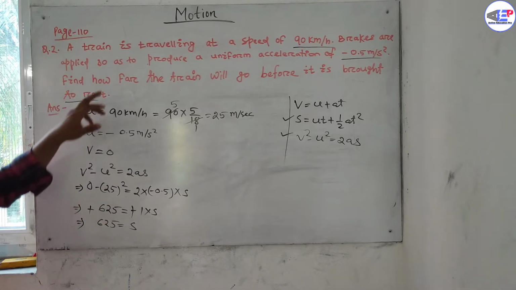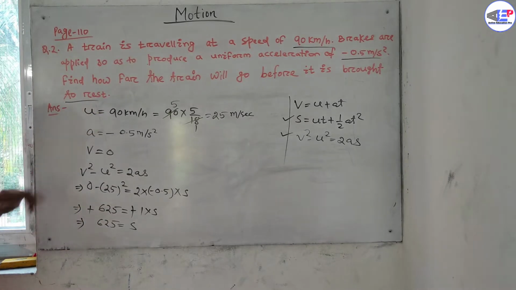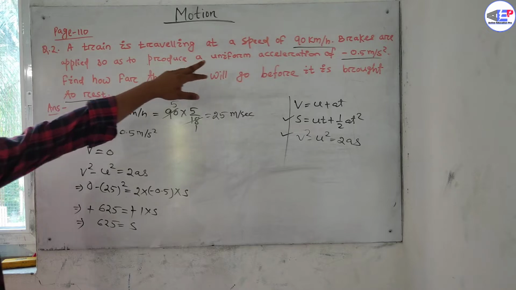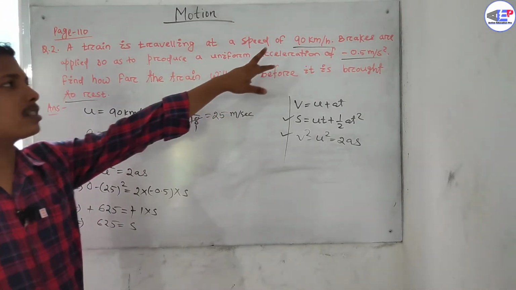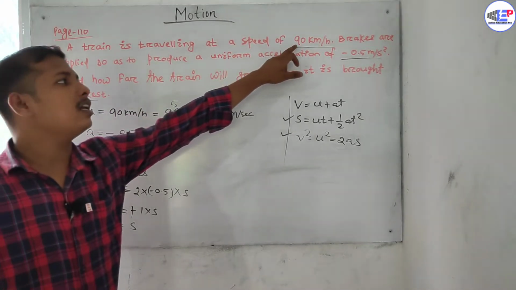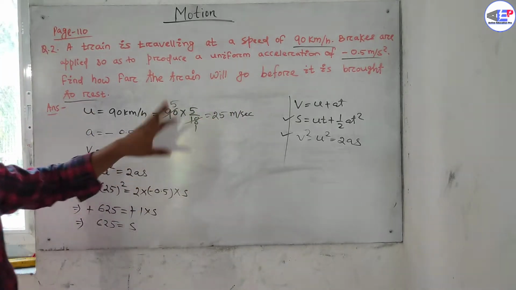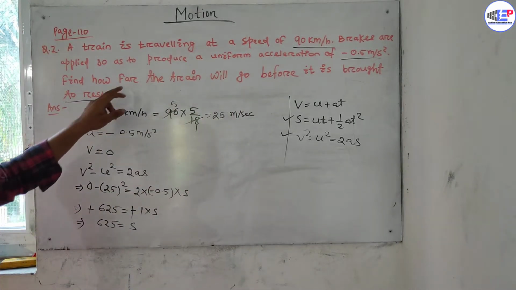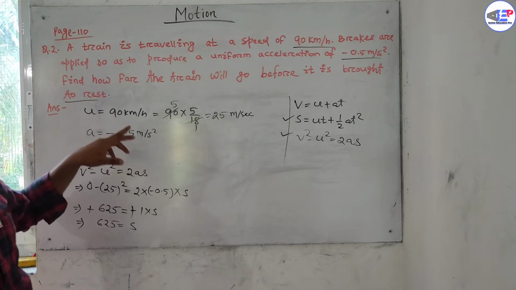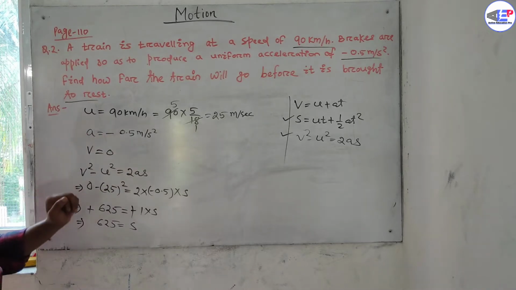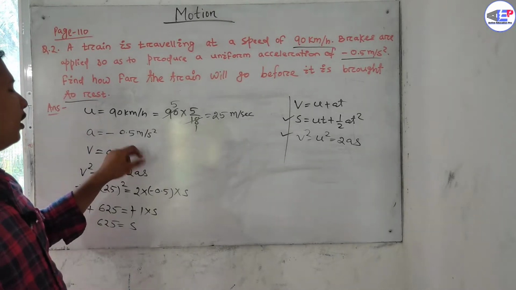I repeat, the question is given that the train travels with a speed of 90 km per hour. That means this is the initial velocity of the train. After the application of brake, the train comes to rest. That means its final velocity v will be equal to 0 and the acceleration is negative.